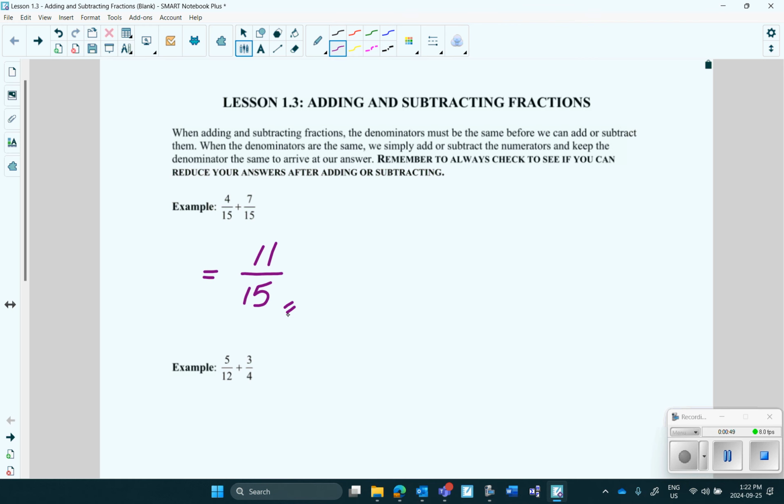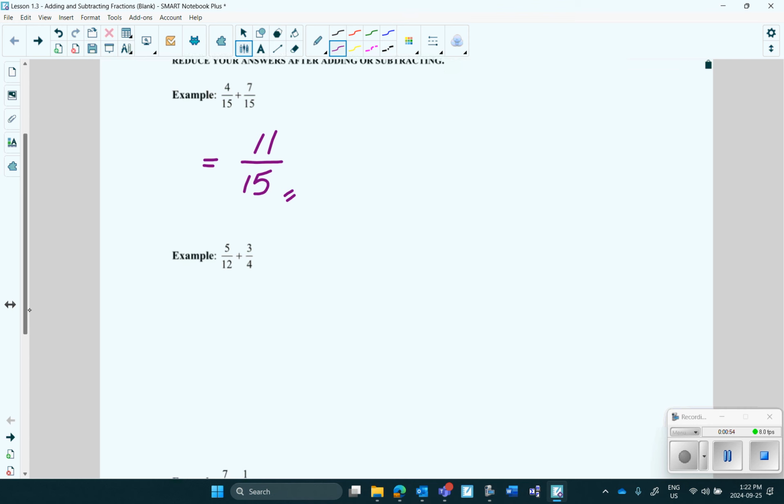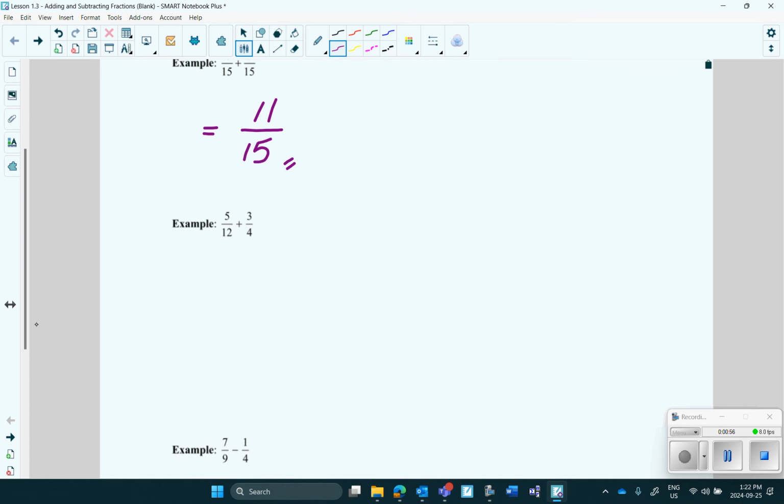However, most fraction questions, when you're asked to add or subtract, the denominators won't be the same. But we know how to make them the same. We need to change one or both of the fractions so that the denominators are the same. What denominator could I make here out of 4 and 12? 12. So I'm going to convert each one to 12. First one I don't have to touch because it's already over 12.